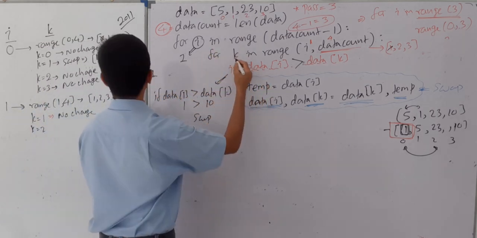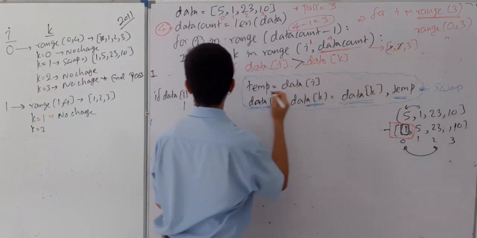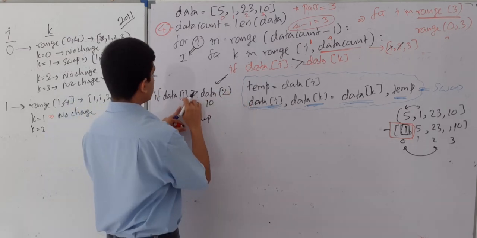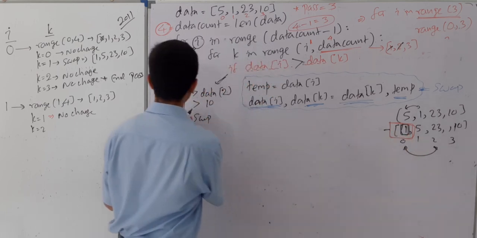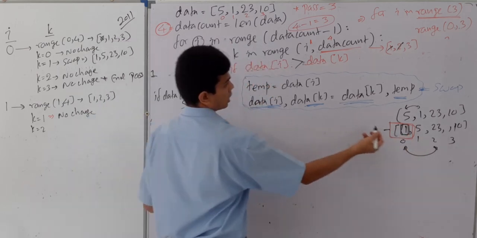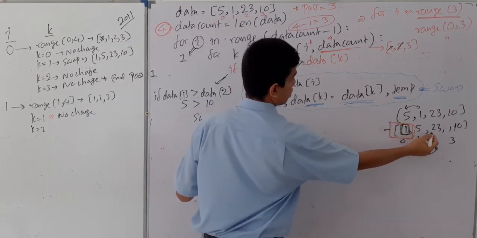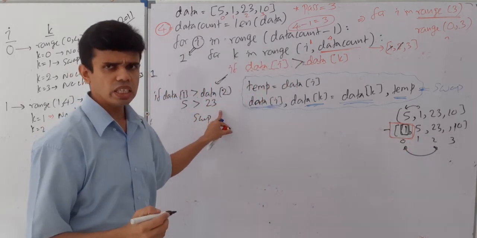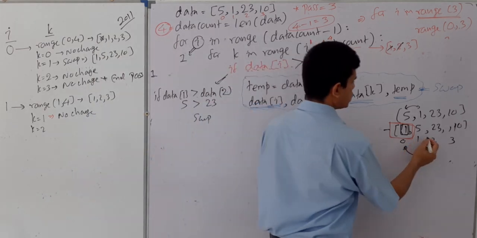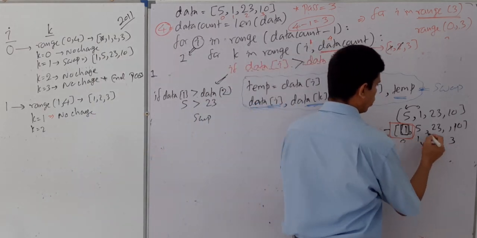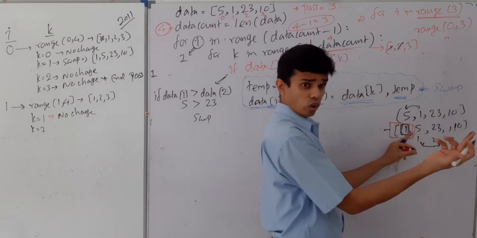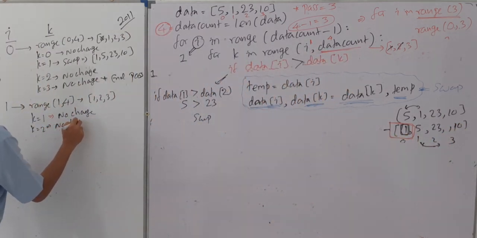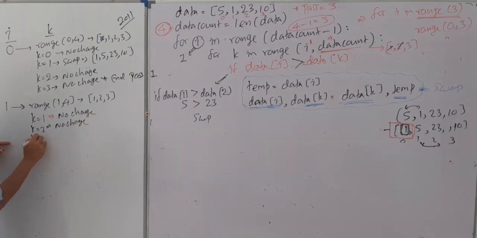There the k item is going to be 2. 1 is gone, then k is going to be 2. When k is 2, we compare item 1, which is 5, with item 2, which is 23. Is 5 greater than 23? No. Why? These two are still in order. The smallest is at the front, the other one is there. No need to swap it. Then still no change. Then we go to the next round, making k into 3.